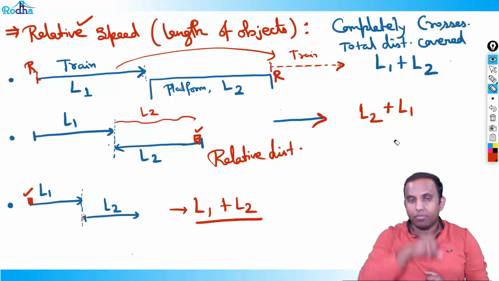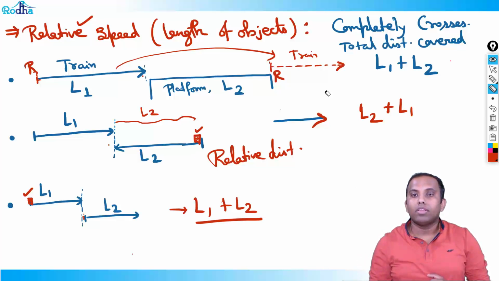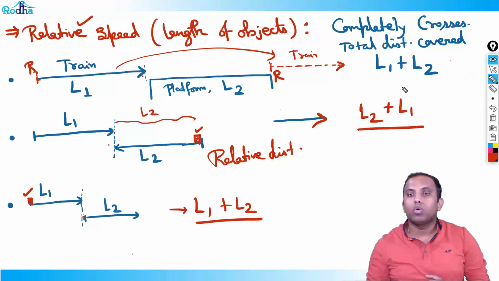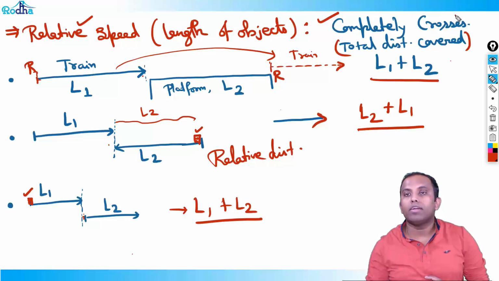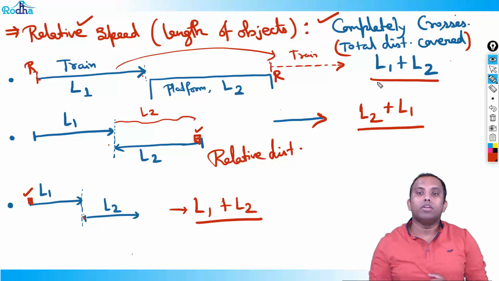Very important point. So in all three cases, the total distance covered when two trains, or a train and a platform, completely cross is L1 plus L2. That is the summation of both the lengths. Super important point. Now we can do a few questions based on this.